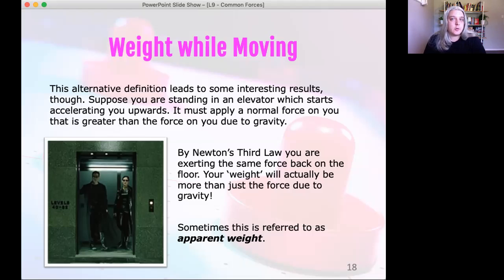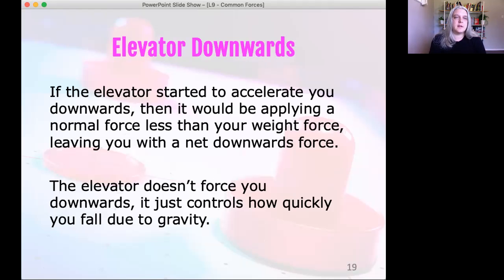By Newton's third law, we know that the force that you exert down on the floor of the elevator is the same as the force that the elevator exerts back up onto you. That means that your weight, the force you're exerting on the floor, is greater than the gravitational force of attraction with Earth. Right, so if you define weight in this way, as the force you exert on the surface that's in your way, then you gain weight as you get accelerated upwards. Conversely, you lose weight as you accelerate downwards.